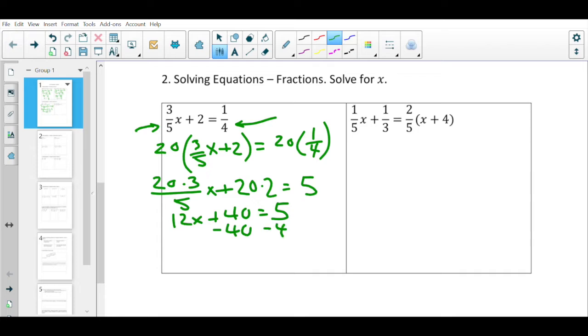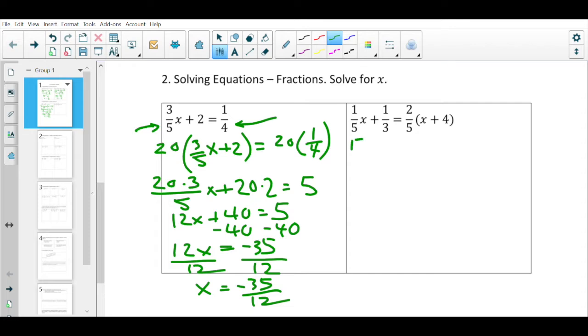I need to isolate x, so that's 12x equals negative 35. X equals negative 35 twelfths. Okay, what do we got here? 5 and a 3 in the denominator, so multiply both sides by 15. So that's 15 times 1/5 x plus 1/3 equals 15 times 2/5 times x plus 4.